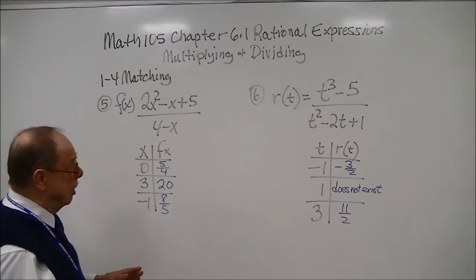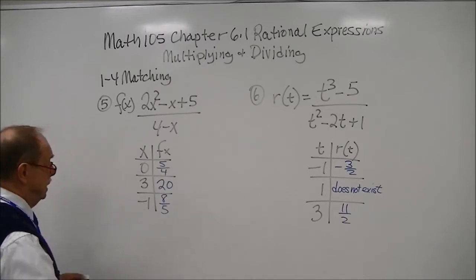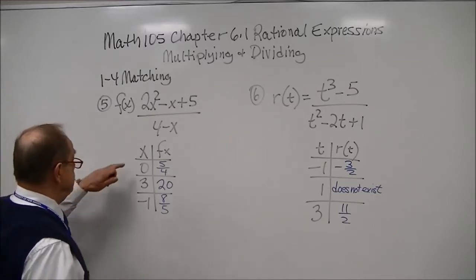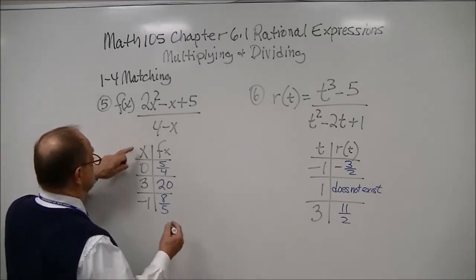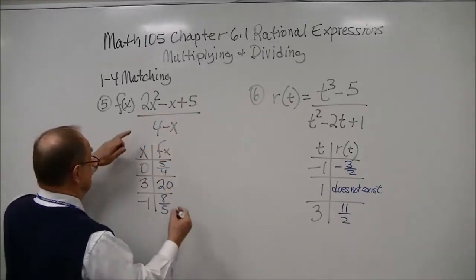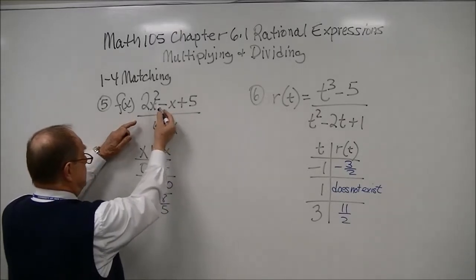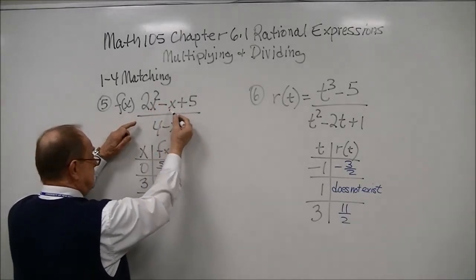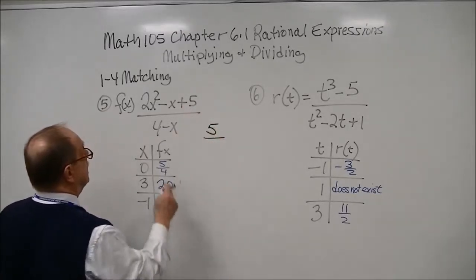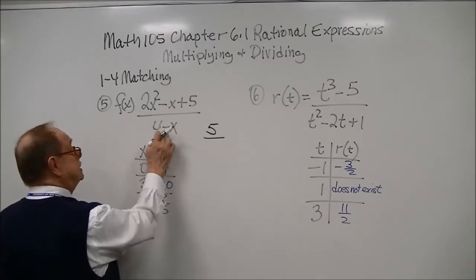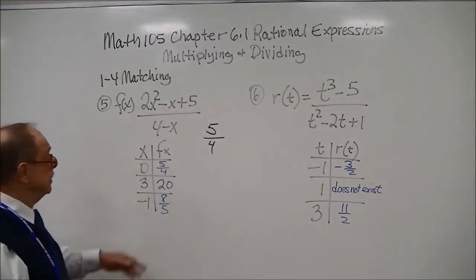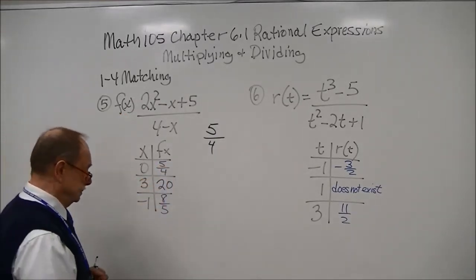Now, I'm not going to do them all, but we can do at least one to see what it's like. So for this first one, we're going to put a 0 where the x's are. So if we put a 0 there, this becomes a 0, and this is a 0, so we're left with, in the numerator, just a 5. And then our denominator, the x is a 0, so that one was easy. The answer is 5/4.